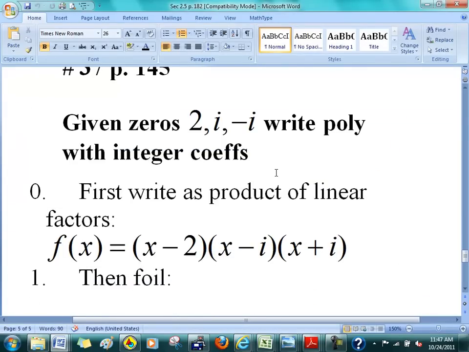Okay, you guys work on this one here. Given zeros 2, i, minus i, write the polynomial with integer coefficients. So all they're asking you to do is foil the stuff out and you get a polynomial.